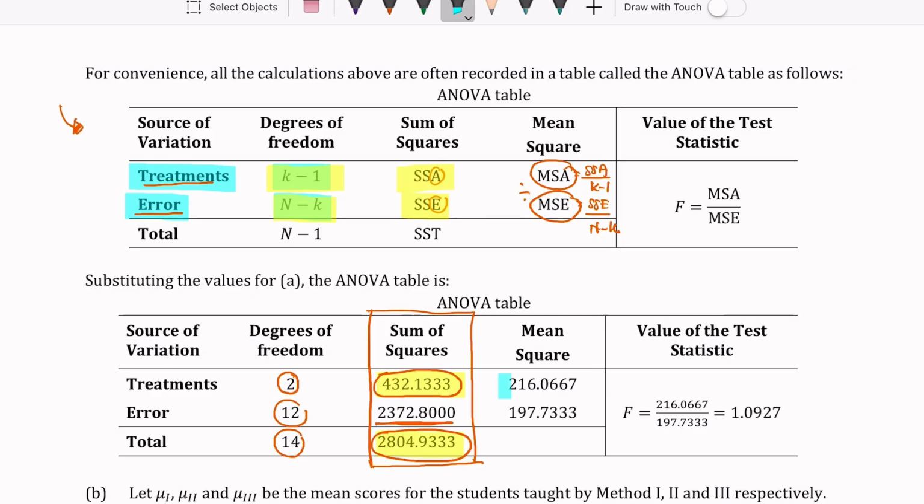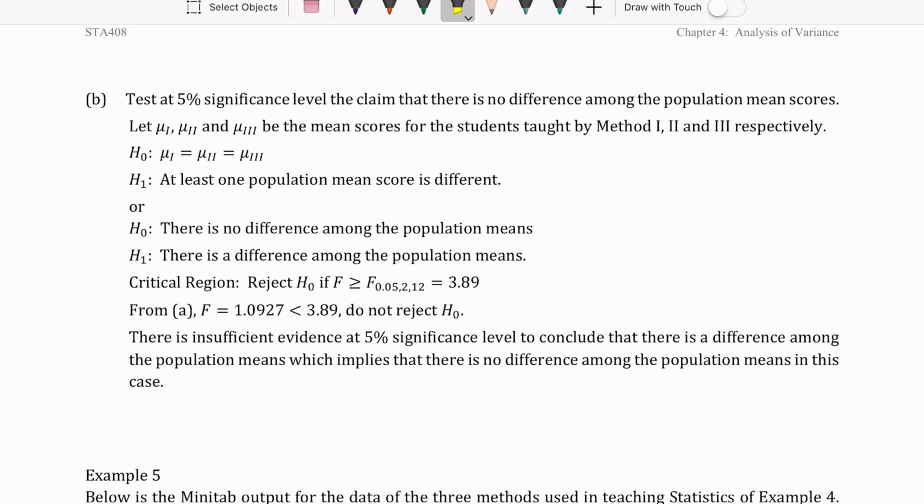If you subtract these two values, SST minus SSA, then you will have SSE. Mean square treatment is simply 432.1333 divided by 2, and mean square error, 197.333, is simply 2372.8 divided by 12. And F calculated, you divide these two values, and you have 1.0927. Question B. Test at 5% significant level the claim that there is no difference among the population mean scores.